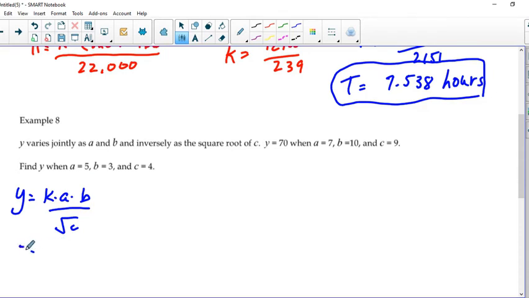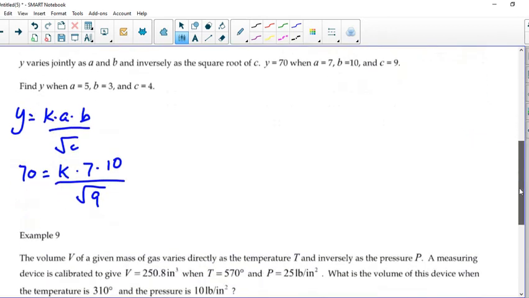Y is 70, because we're always solving for k. K is k, a is 7, b is 10, c is 9. Okay. And if you do this, you're going to end up with 1 equals k over 3, right? Because you get 70k equals 70 over 3. Yep. So k is 3. The constant of variation is 3.